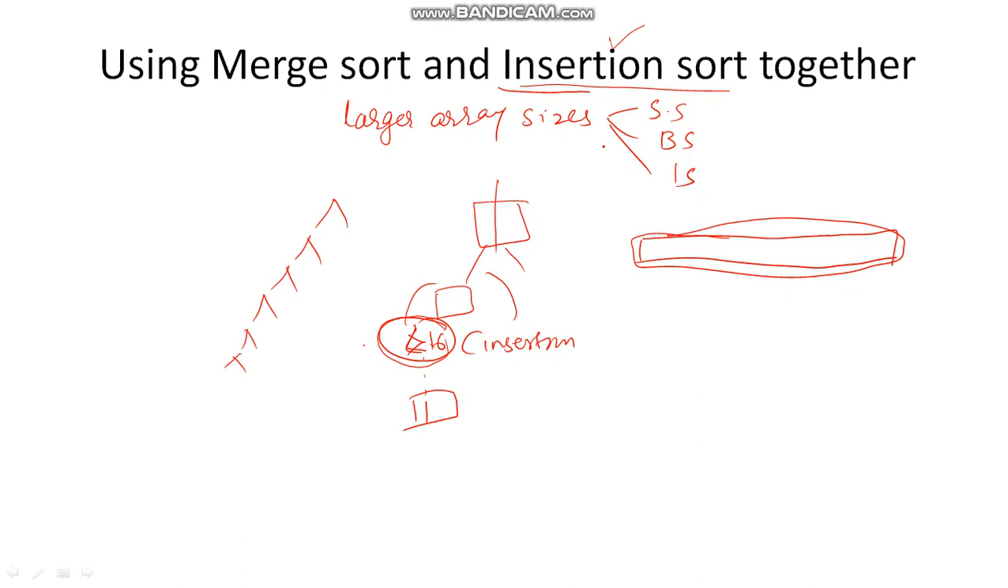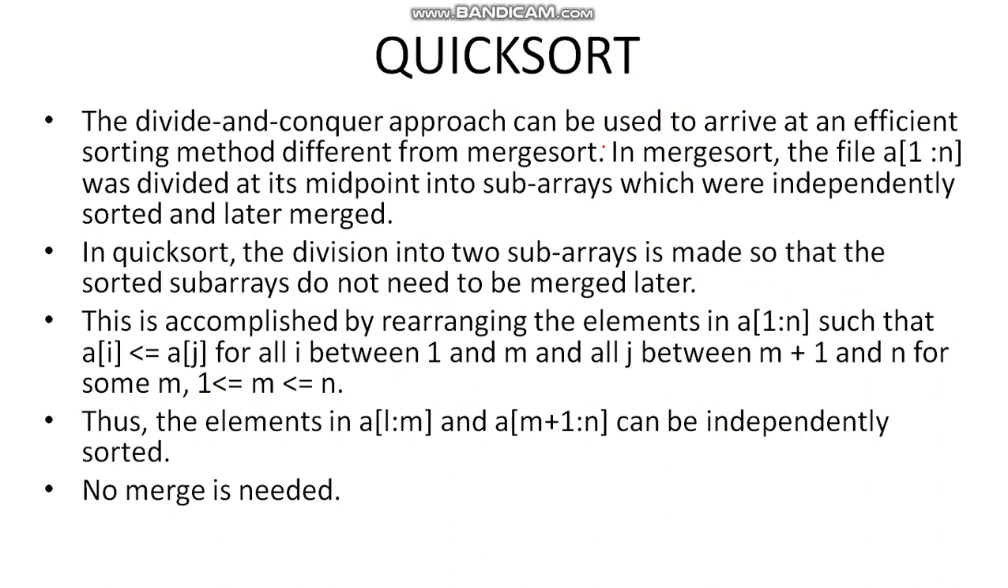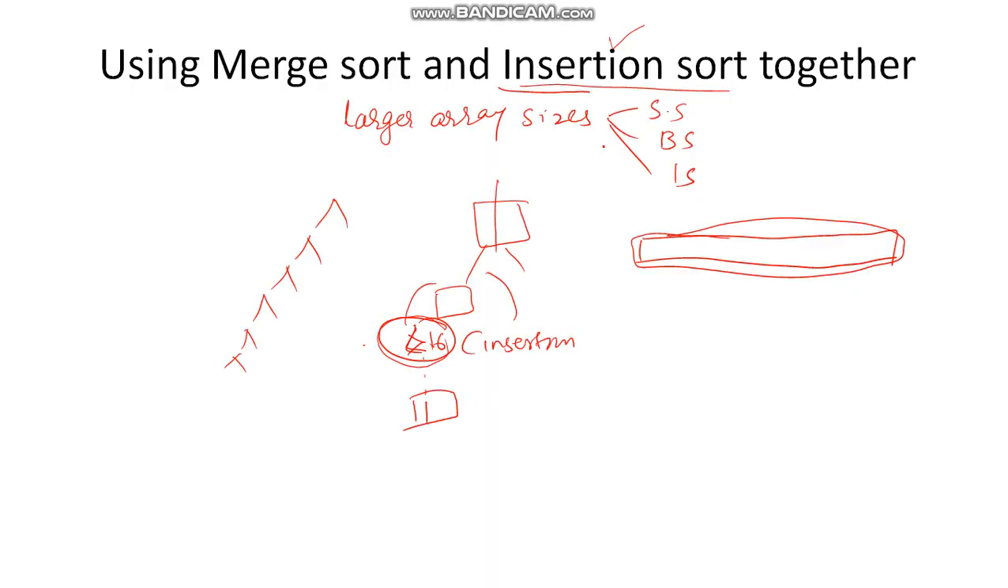Which is not exactly sorted, we don't know whether it is exactly sorted or not, but if we know that it is nearly sorted, insertion sort is the best solution. So this is about insertion sort and merge sort.